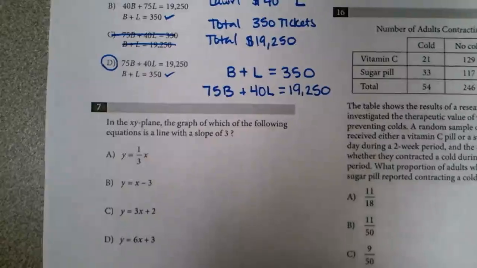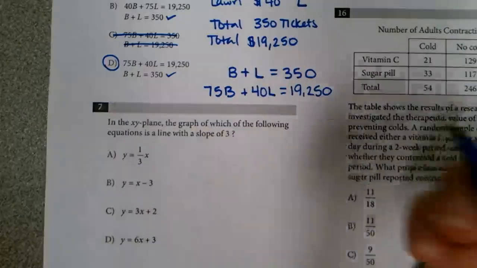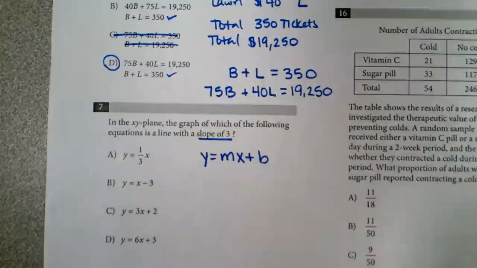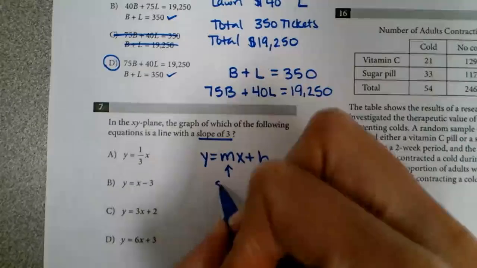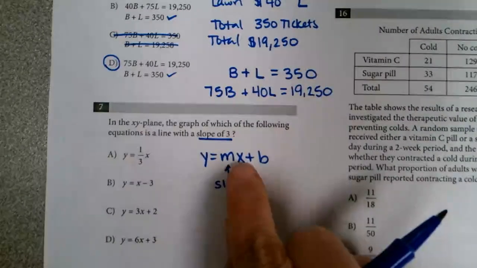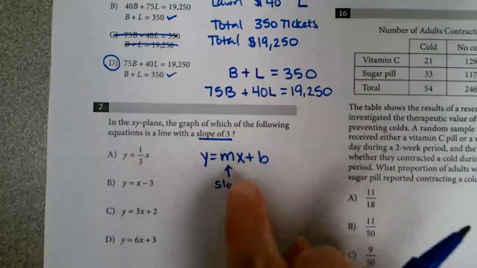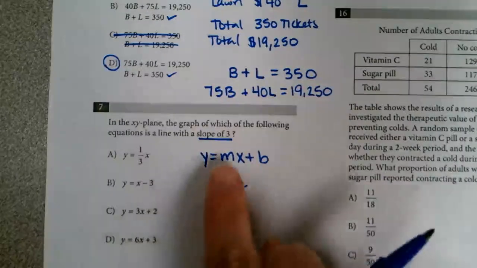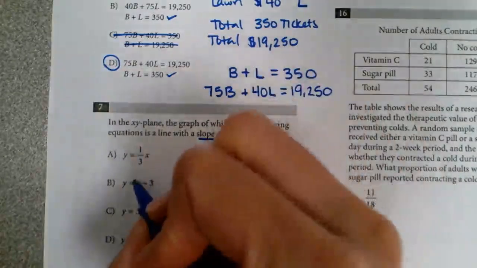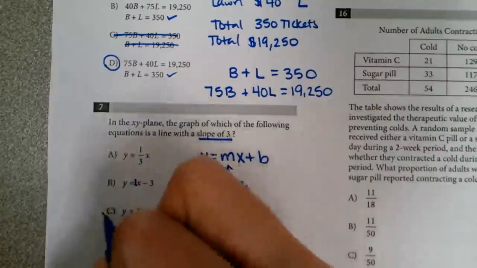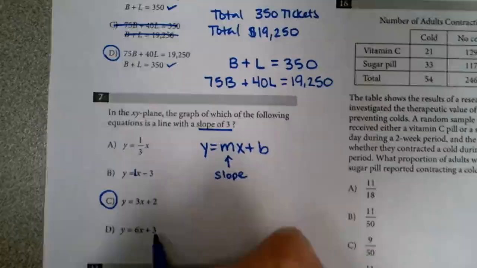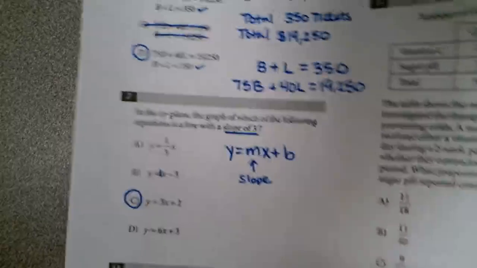Number 7, in the xy plane, the graph of which of the following equations has a slope of 3? We've focused on the equation y equals mx plus b. In this equation, this is our slope, our m value. Our m is the number that is stuck to the x. So I want to look through my choices and see which one has a 3 stuck to the x value. This is a 1/3, this would be a 1, this is a 3, so C is correct, and this one's a 6. Okay, this one had b as 3, we want m as 3.